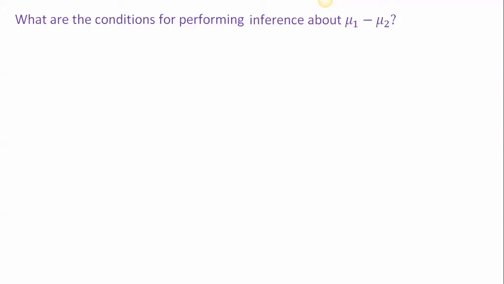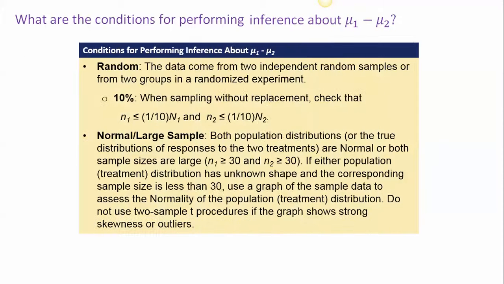What are the conditions for performing inference about the difference of two means? Well, same as all of our conditions that we've been working on lately. They need to be random. The 10% condition needs to be met, and there needs to be normal or large samples. So in order to meet this one, we need our sample sizes to be greater than or equal to 30 for both populations. And if either population has an unknown shape or the corresponding sample size is less than 30, we need to use a graph of the sample data to assess the normality of the population distribution. We cannot use two-sample t procedures if the graph shows skewness or outliers.